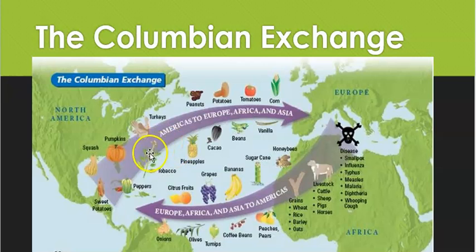Tobacco. We were talking about tobacco yesterday when we were talking about spices. Tobacco is another big one. Cacao is where you get chocolate from. Beans, vanilla, all sorts of awesome stuff goes to Europe from the Americas.